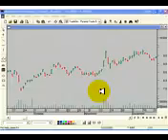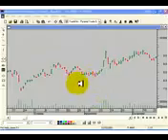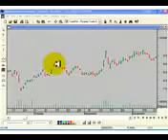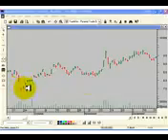In this example, I want to demonstrate how buying shares in an upward trend can be quite a profitable strategy. And I'm looking at a chart here. This is using Metastock, and I'm looking at a chart of BHP in Australia. And what I'm noticing is that this particular stock is in a bit of an upward trend.